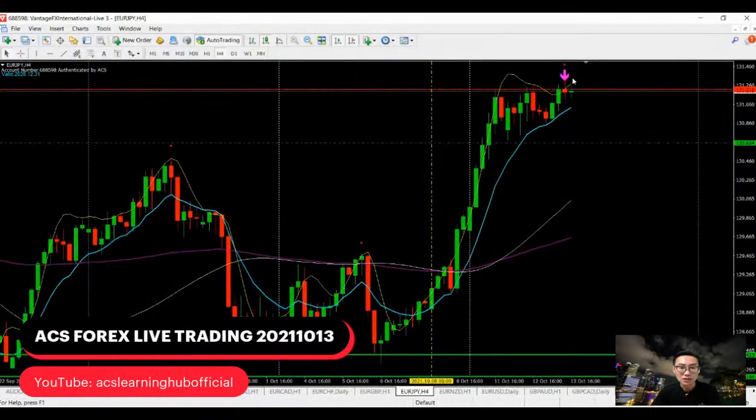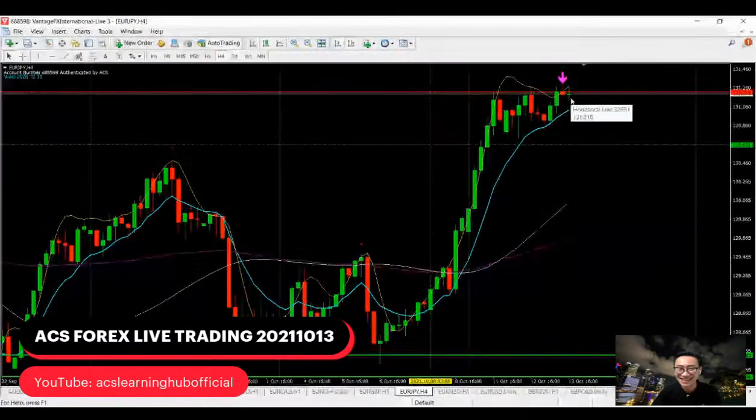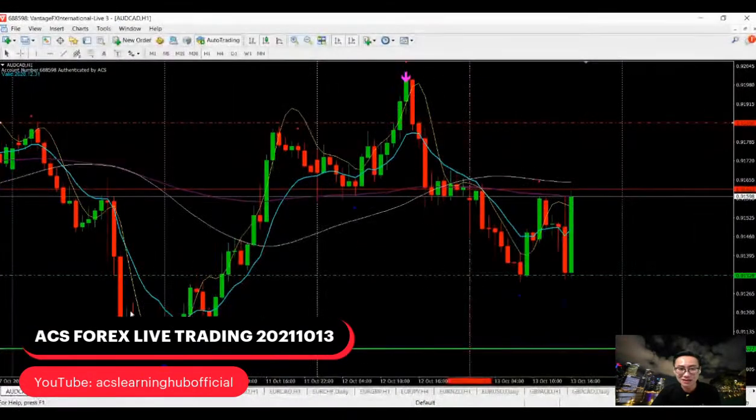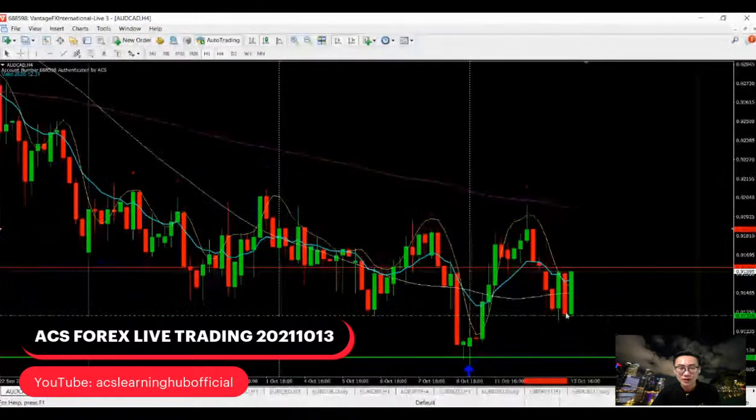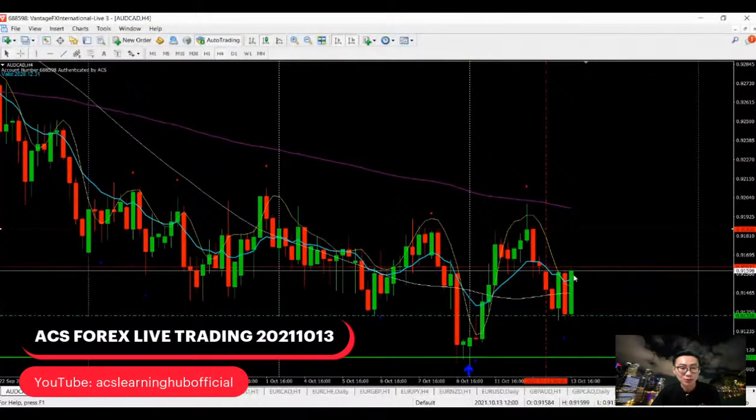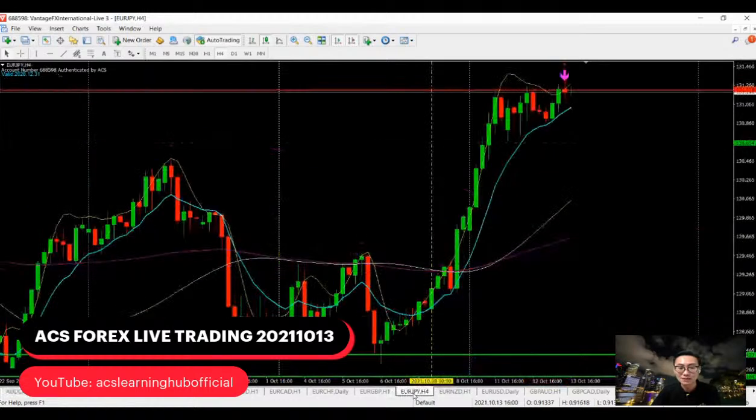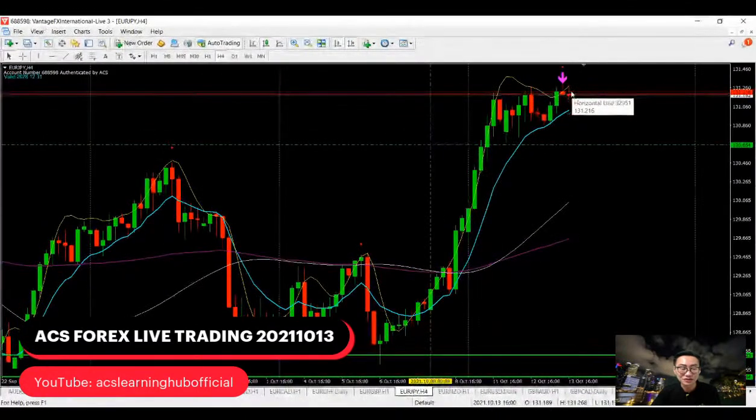So you see, the price moved from the resistance. Comparing with Aussie CAD on H4, it is moving from the support. Is there a difference? Yes. If you are a seller, that's the difference. So seller, when you look at Euro Yen, the price is moving from the resistance.